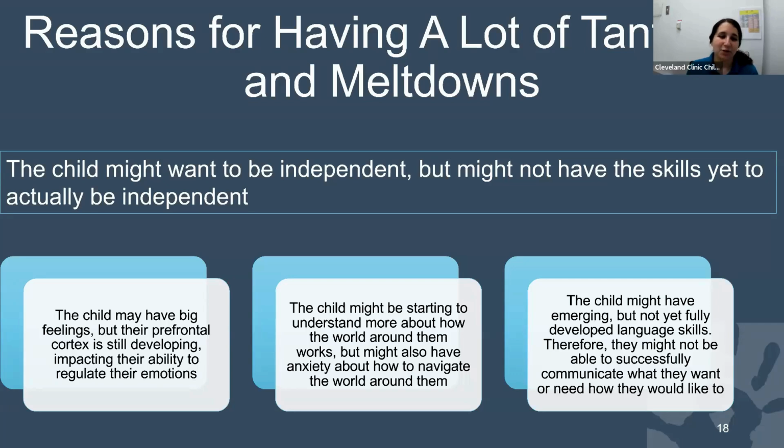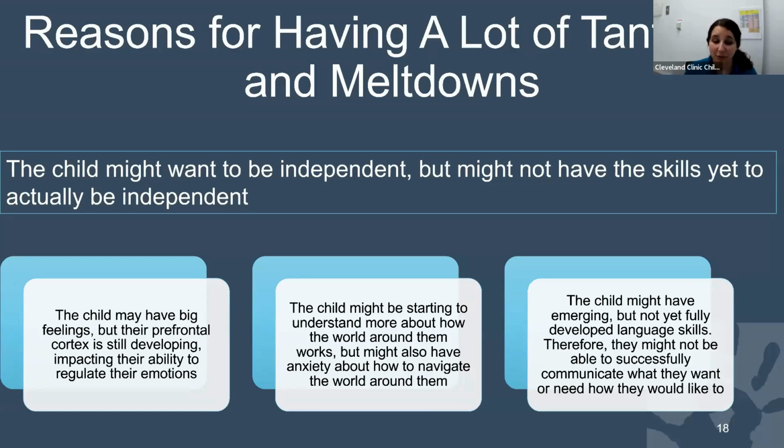And a lot of times, children might have some emerging skills, but maybe not fully have the skills yet to communicate what they want. So, for example, maybe there's a little kiddo who knows how to say the word help, but maybe they don't know how to yet put two words together and say help open if they're wanting a food package open. And maybe that's frustrating to them because maybe the parent doesn't know that they're wanting help opening their food package.